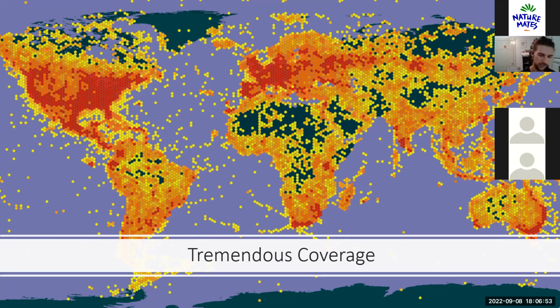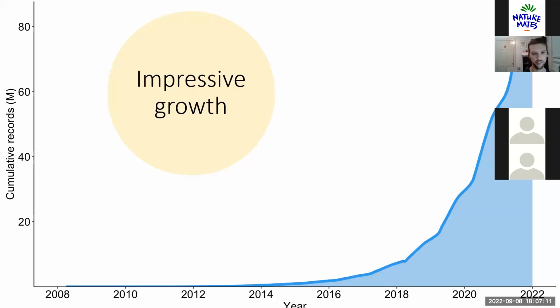So iNaturalist represents one of these incidental data sources, and I'll talk about iNaturalist for the next few slides. iNaturalist data has tremendous coverage, really global coverage, and it's increasing all over the place. iNaturalist has over 100 million observations, and it's continuing to grow. Each year there is about a doubling, so more and more records are coming in every single year.